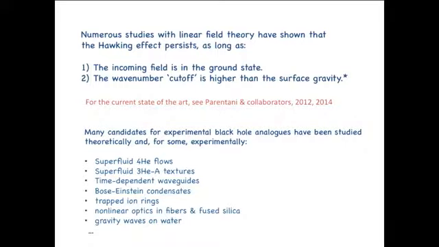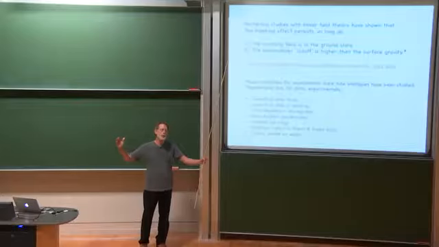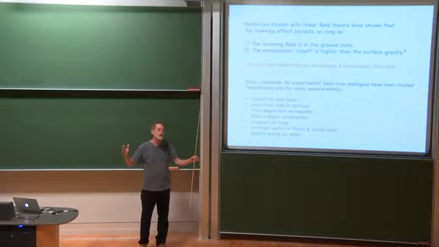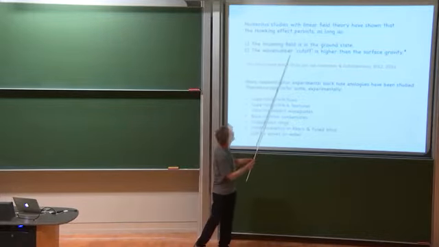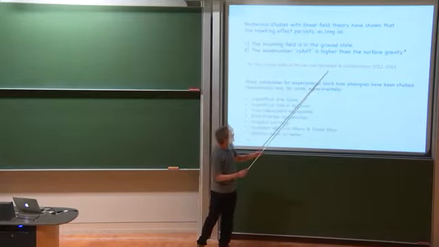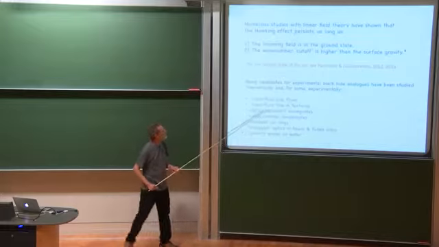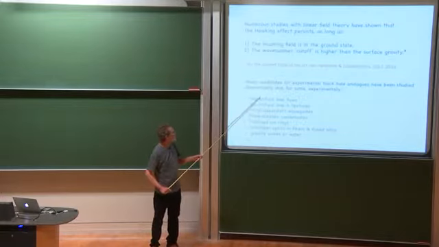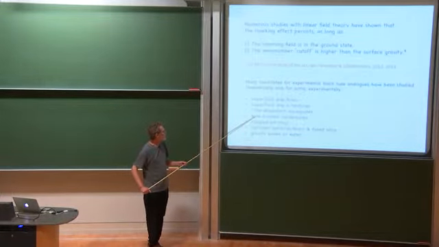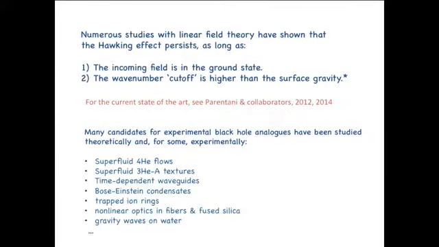Actually, it turns out that the Hawking effect is even more robust than that. You can get away with having the cutoff not so much higher, or maybe not even at all higher than the surface gravity, provided that the flow has a very long stretch of constant rate of change of the velocity, that is, constant surface gravity. For the current state of the art on these issues about the robustness, see these recent papers by Parentani and his collaborators. Many candidates for actual experimental systems like this have been considered. I don't want to spend time reading the list, but I will focus on the Bose-Einstein example.